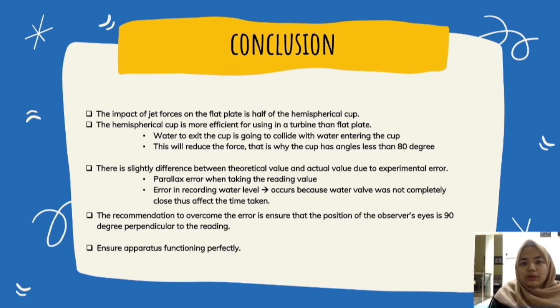But one point to be considered is that the water exiting the cup is going to collide with the water entering the cup, which will reduce the force. For that reason, the cup is made with angles less than 180. There is a slight difference between the theoretical value and the actual value due to experimental error. It is possibly due to parallax error when taking the values, such as error in recording the water level, and because the water valve was not completely closed, thus affecting the time taken. In order to overcome the errors, we can ensure that the position of the observer's eyes is 90 degrees perpendicular to the reading. And then we have to ensure that the apparatus is functioning perfectly.